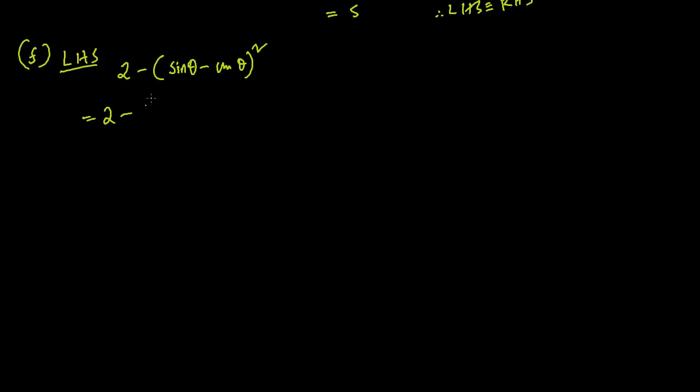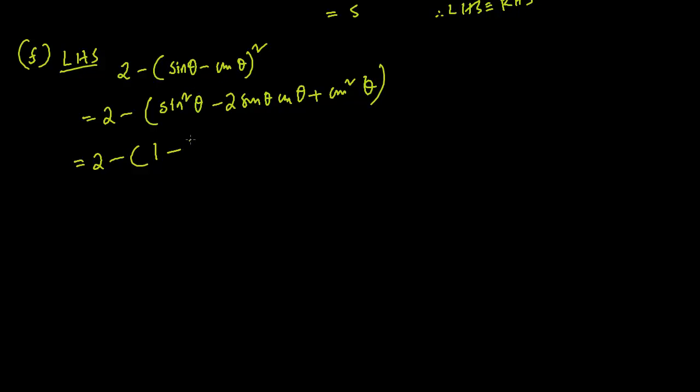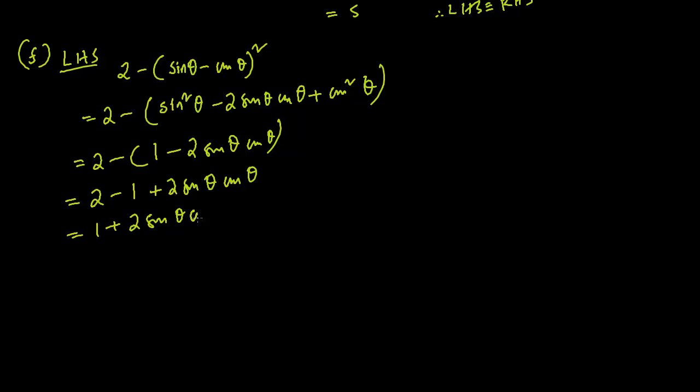So this is going to be 2 minus, a minus b whole square is going to be sine squared theta minus 2ab, 2 sine theta cos theta, plus b square is going to be cos squared theta. So now 2 minus sine squared theta plus cos squared theta is going to be 1 minus 2 sine theta cos theta. If we open the bracket, it will be 2 minus 1 plus 2 sine theta cos theta. 2 minus 1 is going to be 1 plus 2 sine theta cos theta.